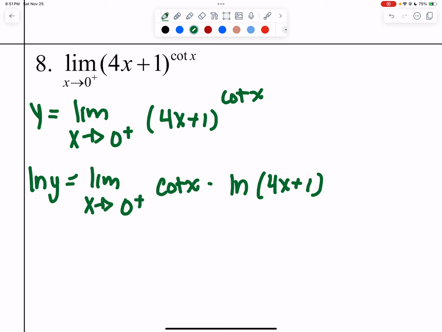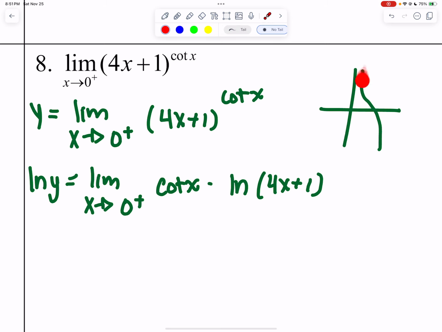Okay, now if you were to think about cotangent of x, well, let's actually draw this right here. Cotangent of x looks like something like that. That's not pretty, but you get the idea. And if it's 0 to the right, we know that this is going to be infinity. And then here, once again, ln of, let's see, 0 to the right. So ln of 1 essentially is going to be 0. So we have infinity times 0, which, guess what? It's indeterminate. Because it's indeterminate, we have to use L'Hopital's.